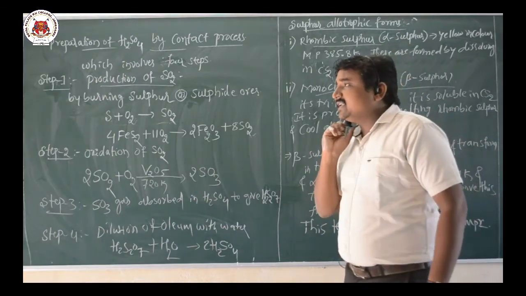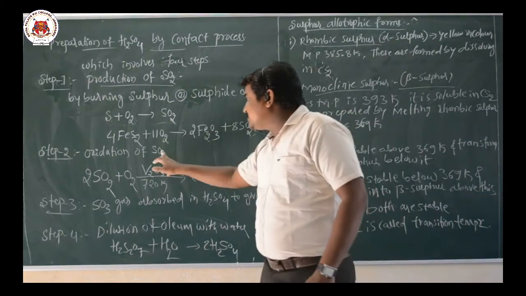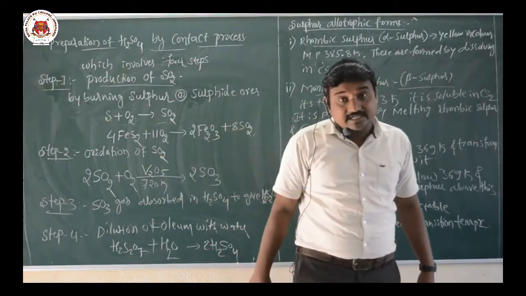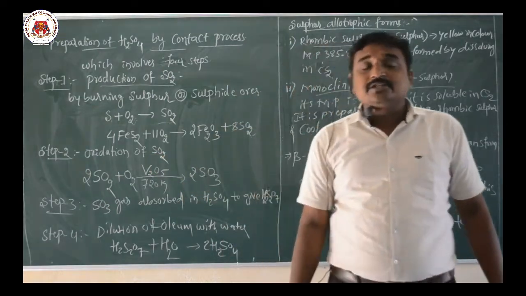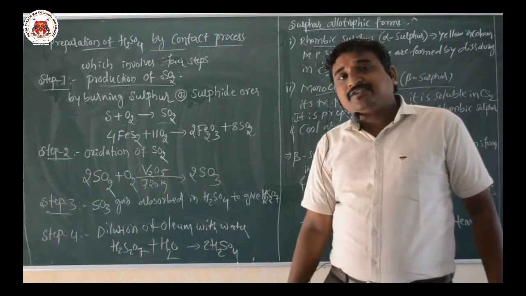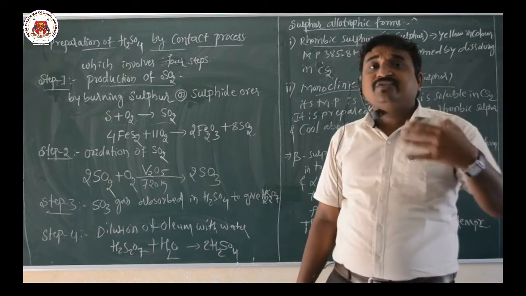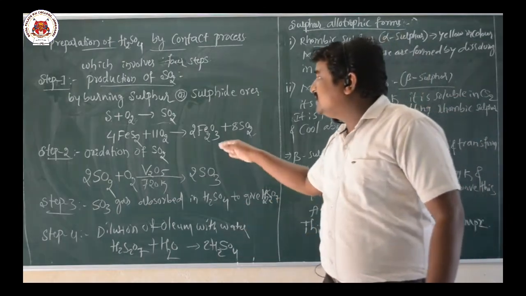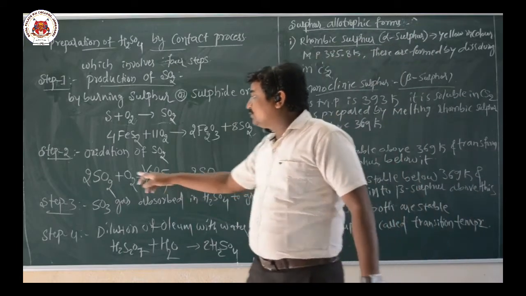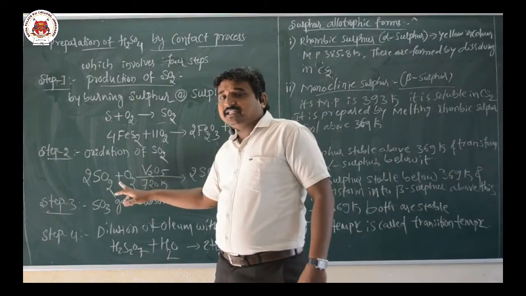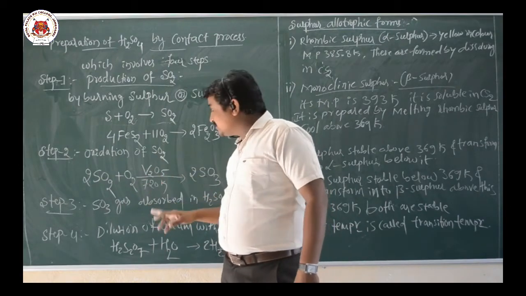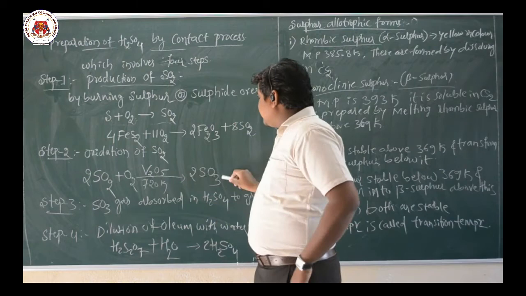So here the second step is oxidation of SO2. The SO2 undergoes oxidation, that is addition of oxygen, in presence of vanadium pentoxide catalyst. The sulfur dioxide oxidizes to sulfur trioxide. So SO2 undergoes oxidation in presence of vanadium pentoxide catalyst and 720 Kelvin temperature, and there is a formation of SO3.